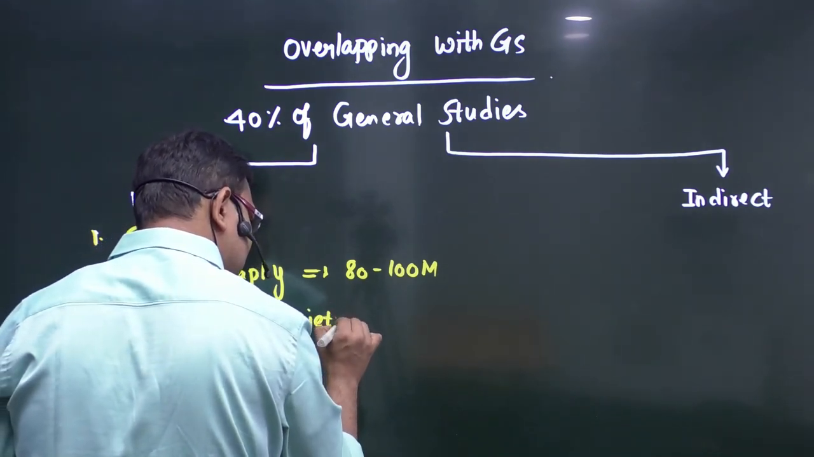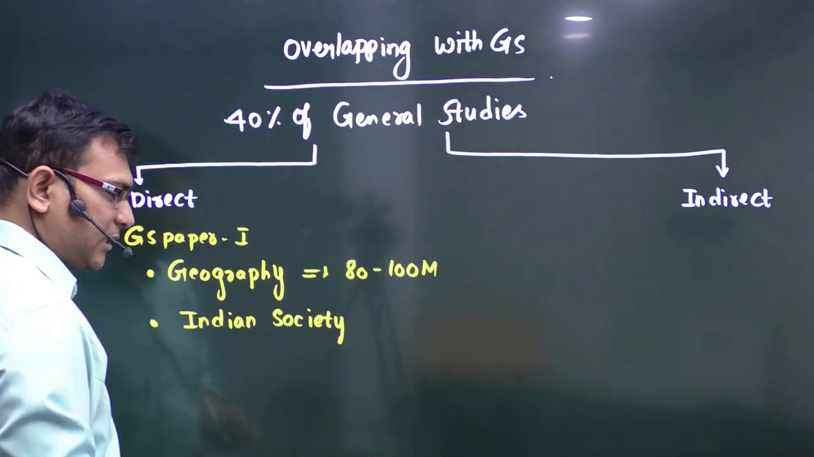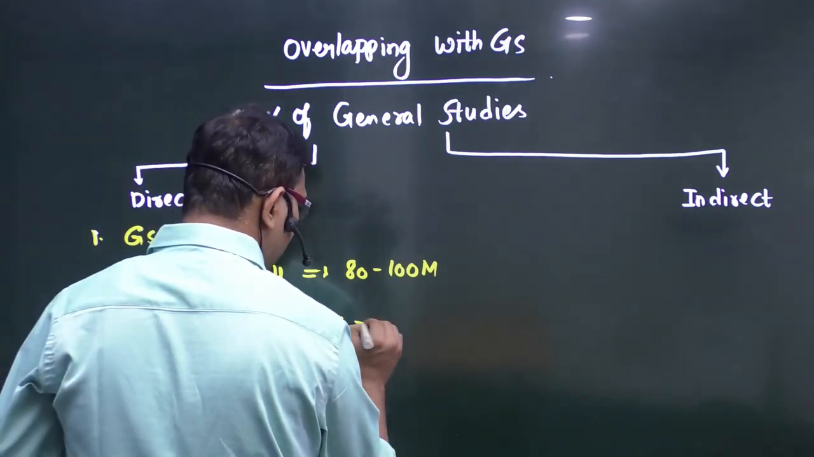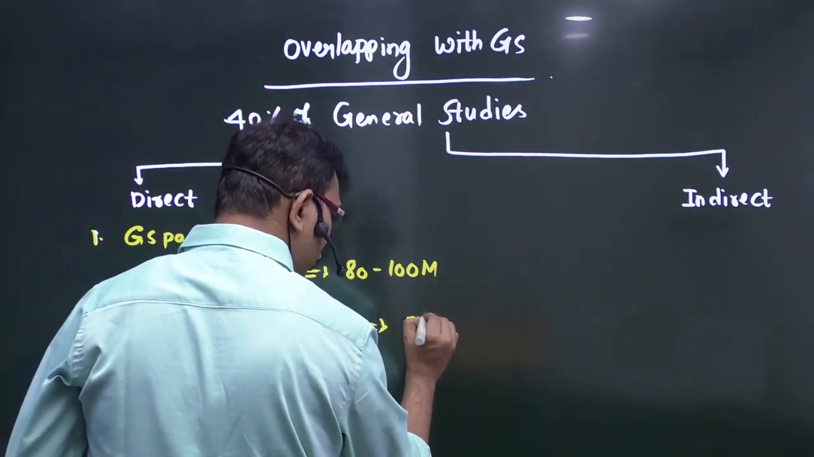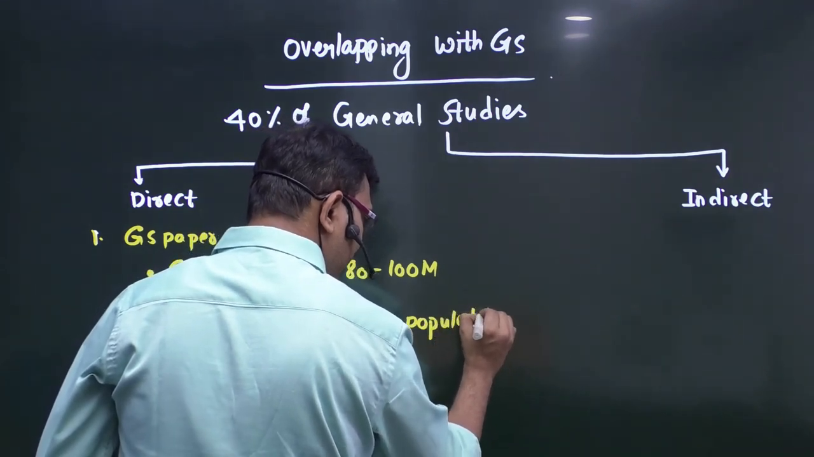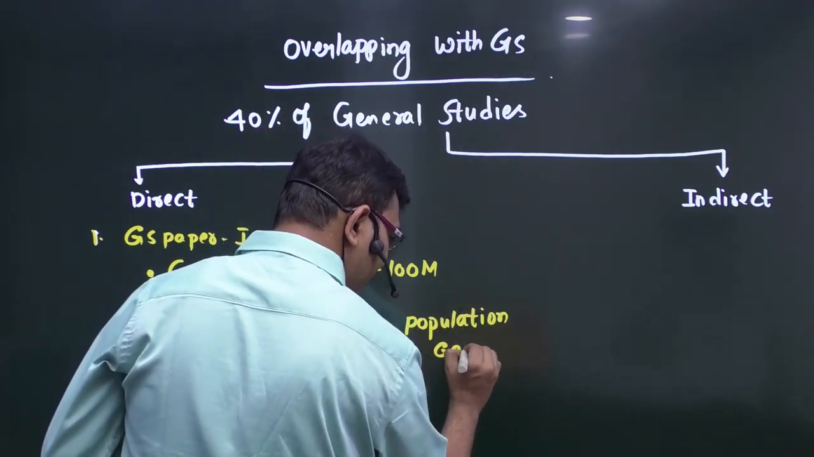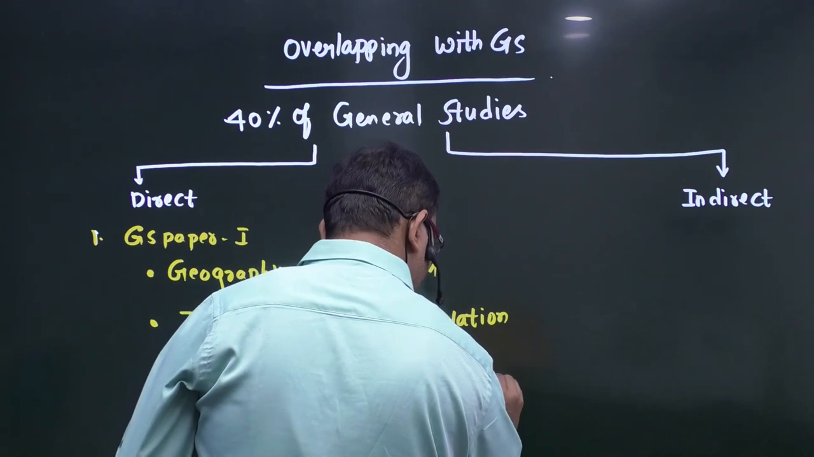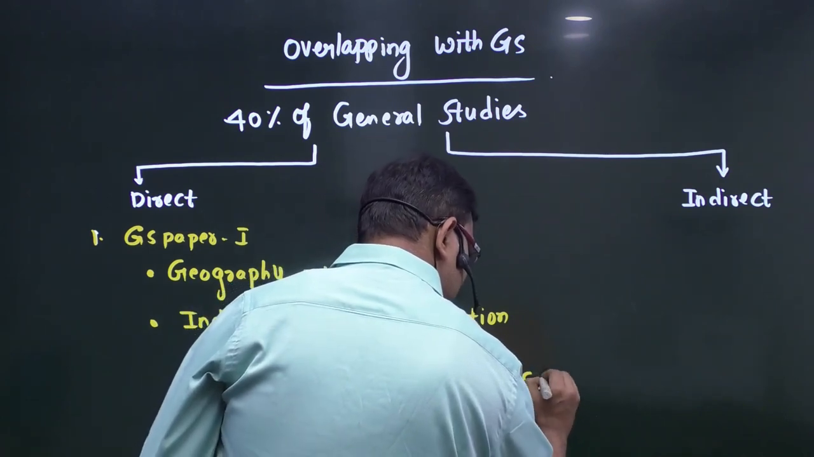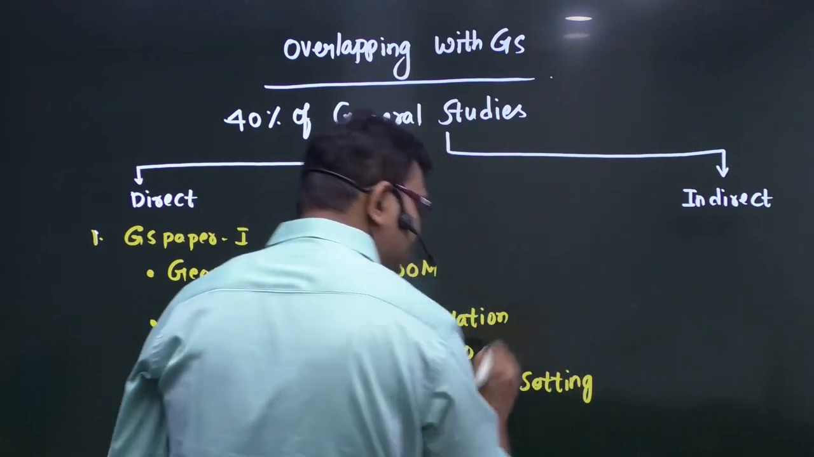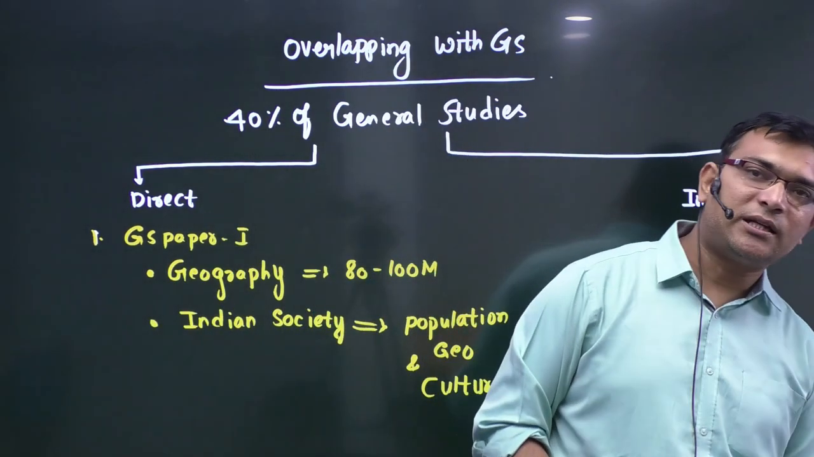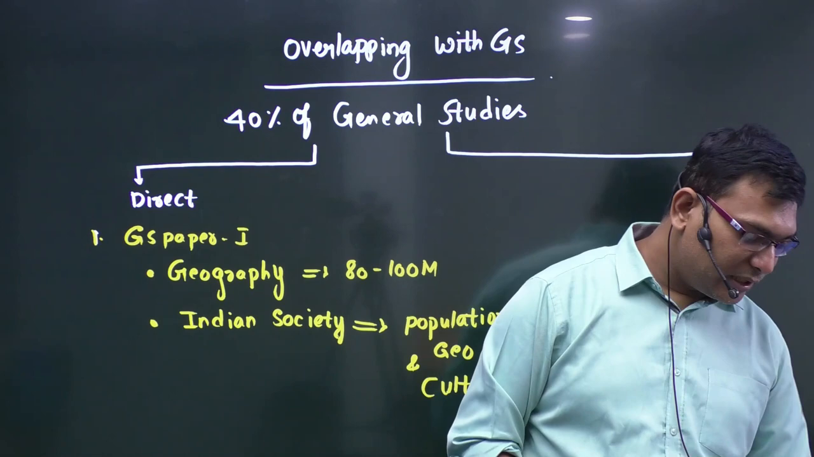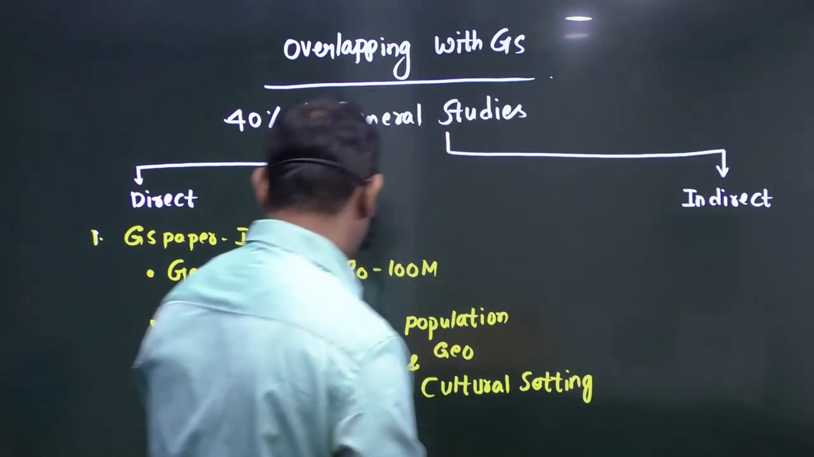Indian society. From where do you study this Indian society? You will be studying Indian society in our population geography, and also cultural setting. There is a topic in our geography, cultural setting. From both of them, around 20-30 marks you'll get. Am I right? So Indian society is one.